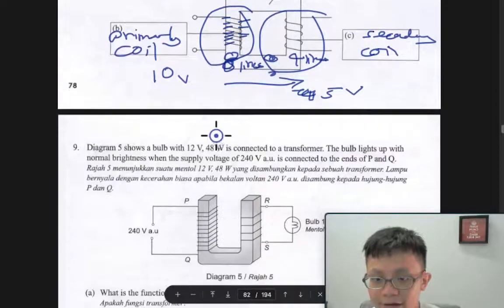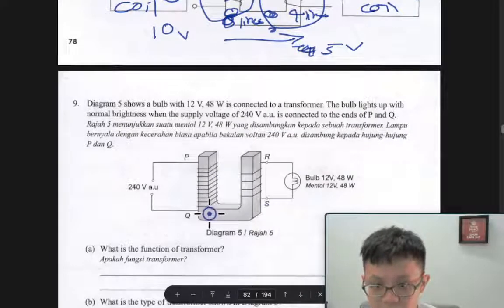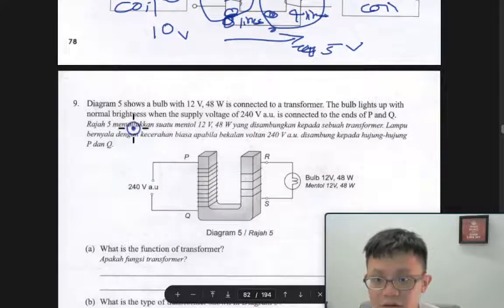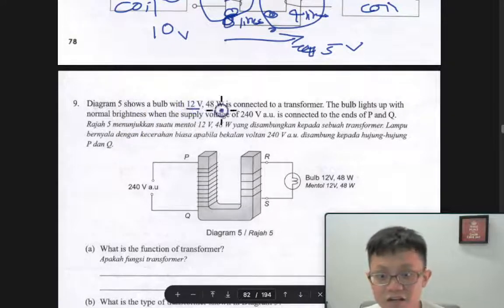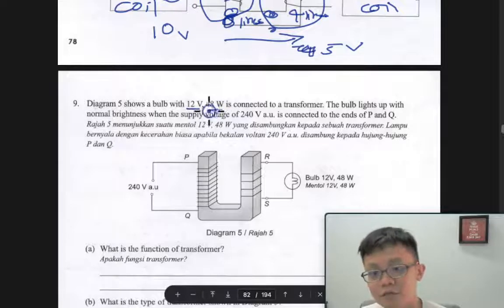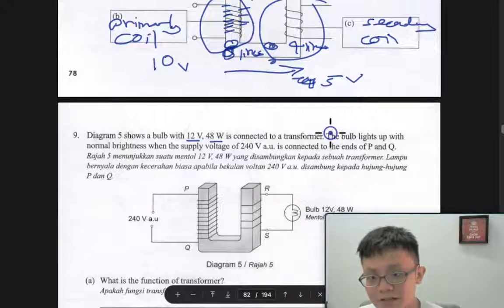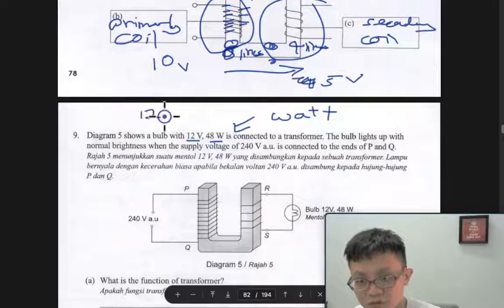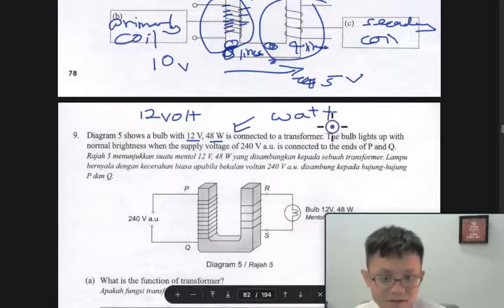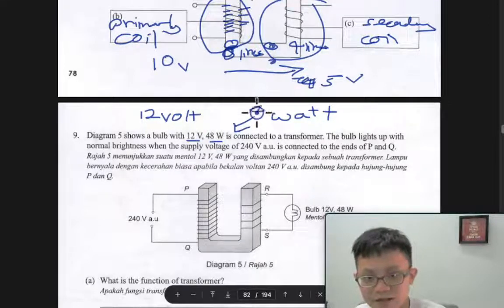Question number 9. Again, this is a transformer. Diagram 5 shows a 12 watt bulb. Again it gives the voltage and watt. So how do we get the watt? What is the formula for watt? So this is 48 watt and the bulb is 12 watt. Not the same watt.